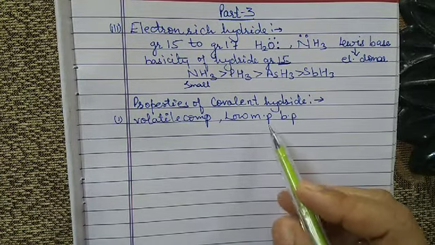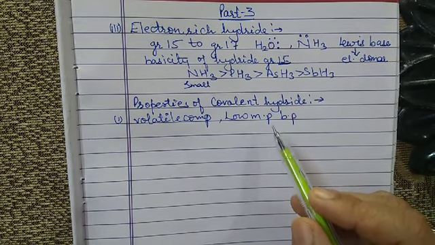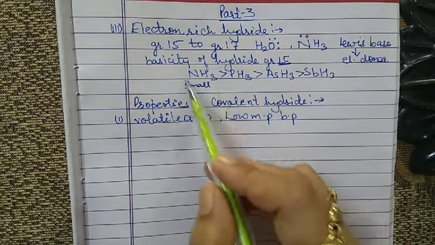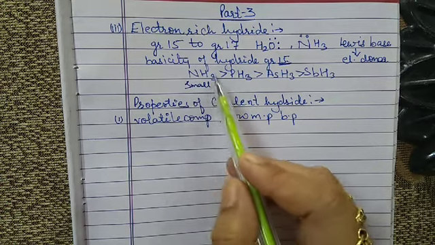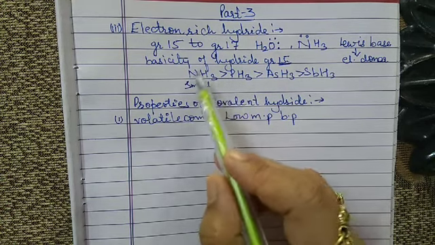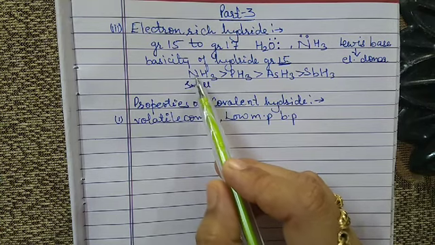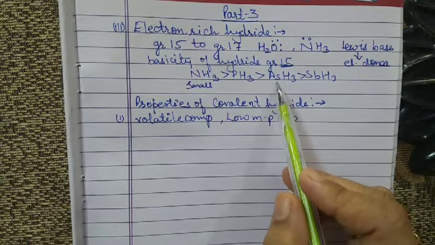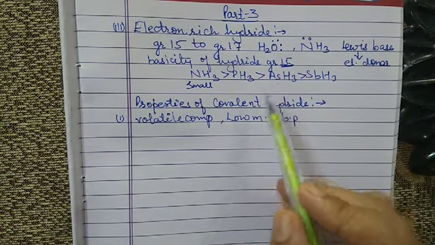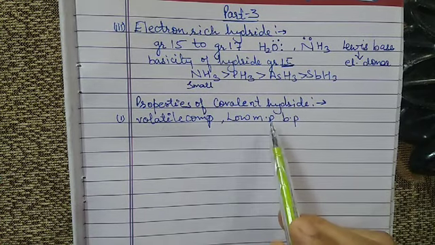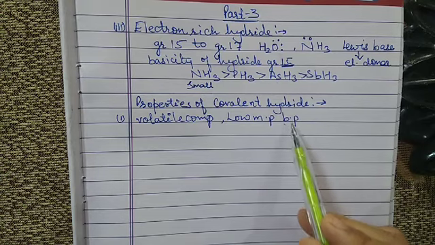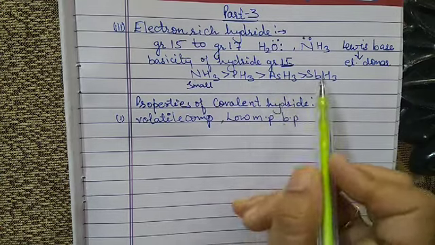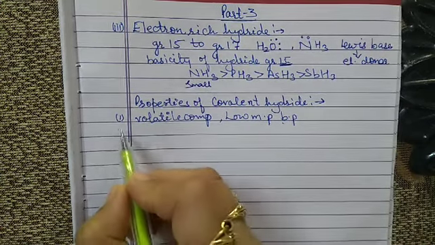Their boiling point generally increases as the size of the central atom increases. For example, we have NH3, ammonia, and PH3, phosphine. Here nitrogen is the central atom, and here phosphorus is the central atom. They are volatile compounds with low melting and boiling points, and their boiling point generally increases as the size of the central atom increases. This is the first characteristic.